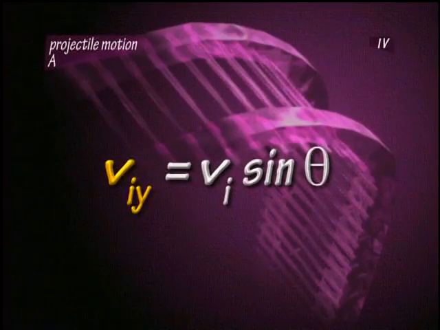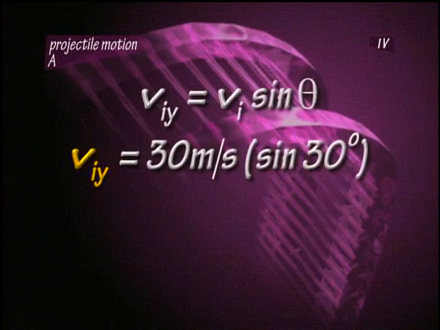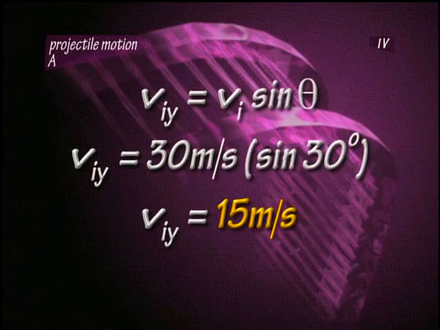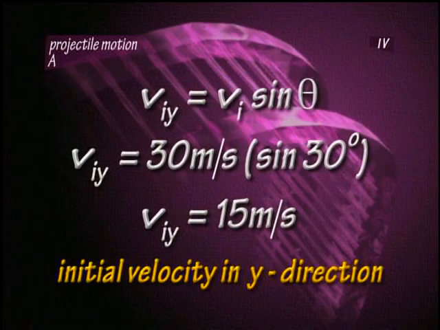The initial velocity in the y direction, v sub iy, equals the initial velocity times the sine of theta. The initial velocity is 30 meters per second times the sine of 30 degrees, which is 15 meters per second. So, v sub iy, the ball's initial velocity in the y direction, is 15 meters per second.